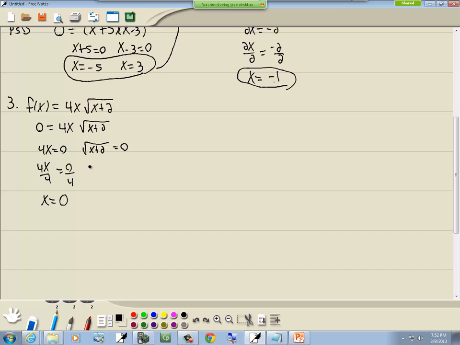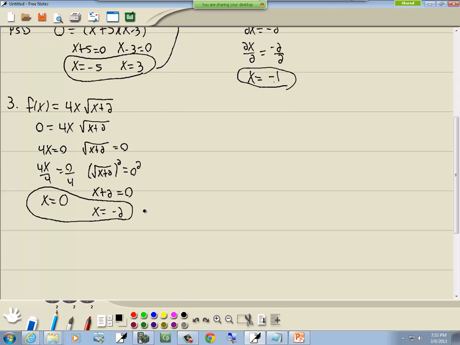And on this one, we got a square root. Whenever you have a square root in an equation, you want to get the square root by itself and then square both sides. So we'll take the square root of x plus 2 and square it, and 0 and square it. That gives us x plus 2 is equal to 0. Take the 2 over, and we get negative 2. So those are our 2 x-intercepts.